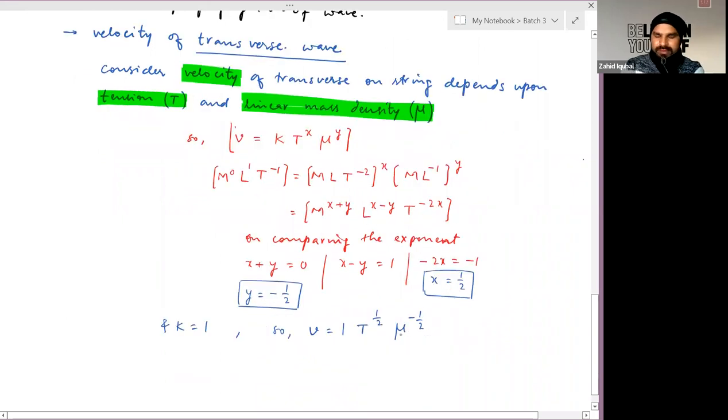So bring this mu downwards so that its exponent will become positive. So it will be equal to T divided by mu, having common exponent 1 by 2. So it will be just root under T by mu. So this will be our final formula of velocity of transverse wave traveling on a string.